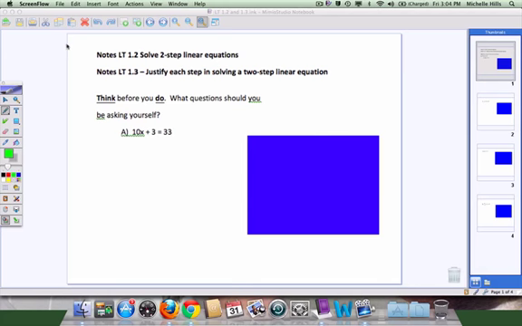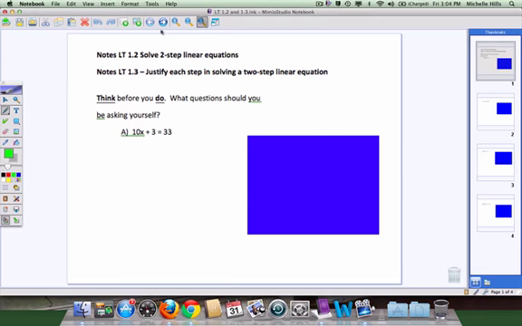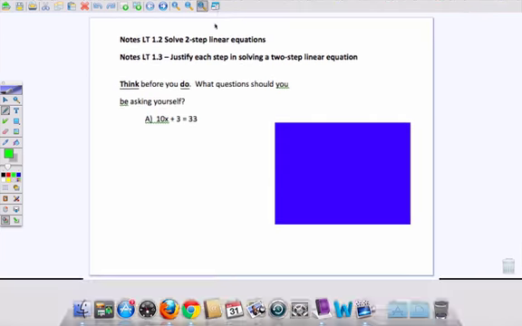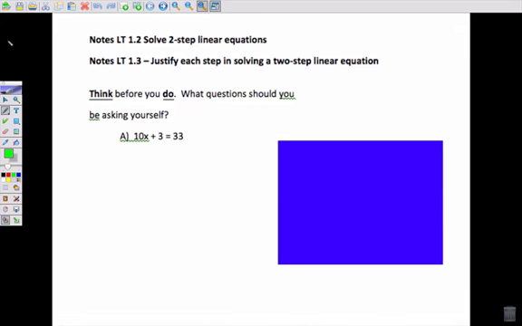Today we're going to look at the notes for both Learning Target 1.2, solving two-step linear equations, and Learning Target 1.3, justifying each step in solving the equation. Now, a quick heads up on justification, and I mentioned this in class. When you are justifying something, you are saying why it happened or what your reasoning is.